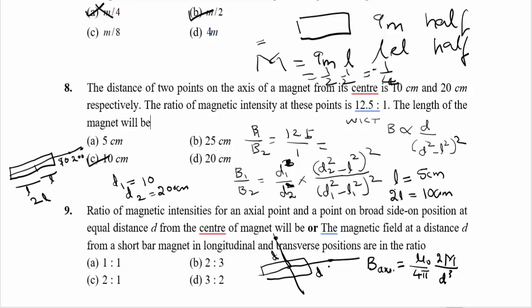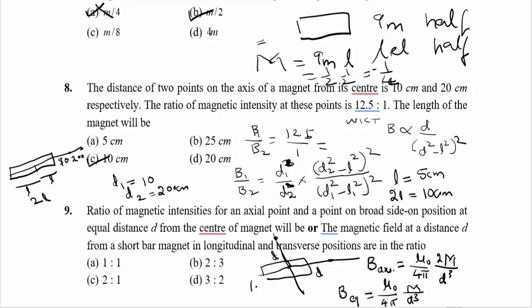This is the axial formula, meaning end-on position. End-on position means axial. Broadside-on position means equatorial. B equatorial equals mu naught by 4 pi into m divided by d cube. So what is the difference between these two formulas? Axial has 2, equatorial has 1, which means axial is double the equatorial.